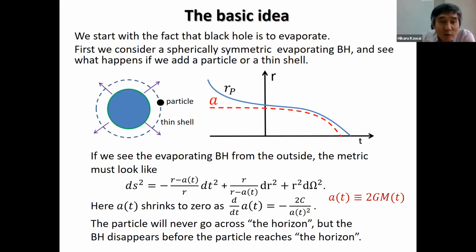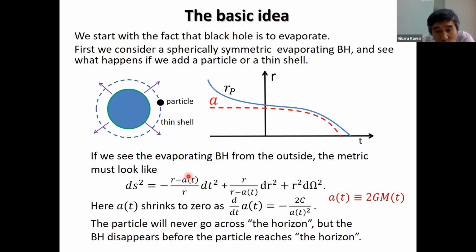So the basic idea is the following. We start with the fact that a black hole evaporates. First we consider a spherically symmetric evaporating black hole and see what happens if we add a particle or a thin shell. If we see the evaporating black hole from the outside, the metric looks like this. This is a Schwarzschild metric, but A(t) is proportional to GM(t), and A(t) is a function of t.